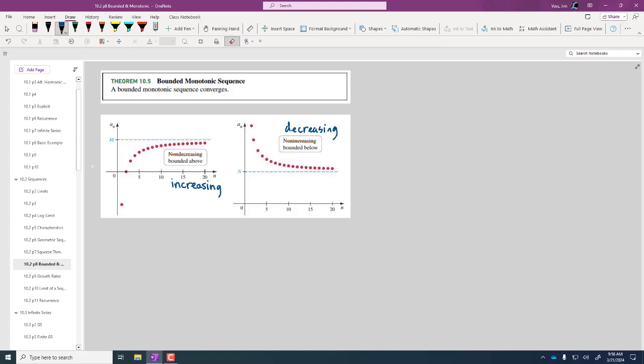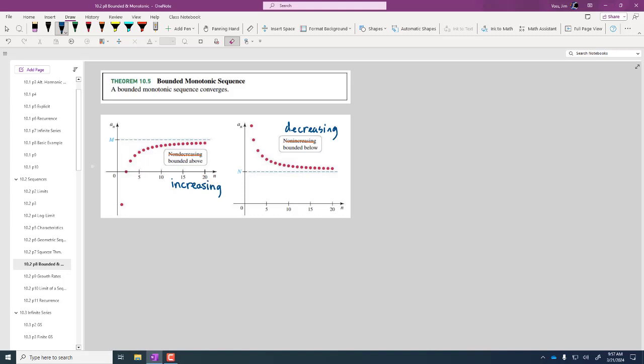So here is that theorem. If it's bounded and monotonic, it must converge. So this is an increasing sequence, which makes it monotonic. It's bounded above. That means it has to converge. This one is decreasing, which is monotonic. It's not oscillating. It's bounded below, so it has to converge.